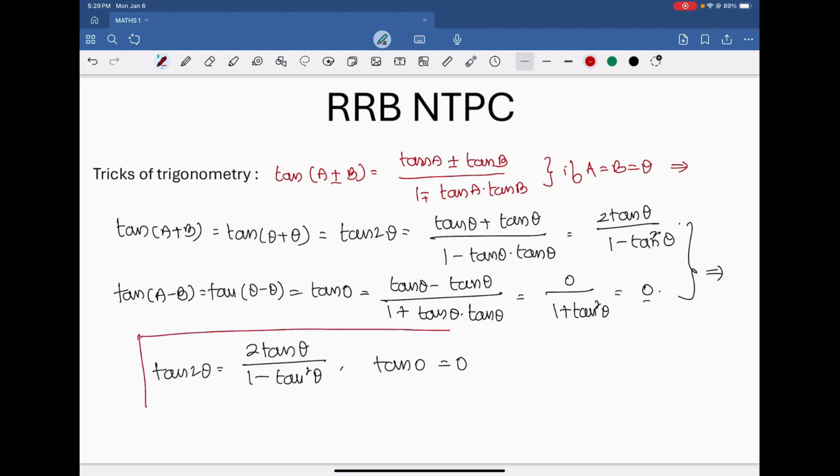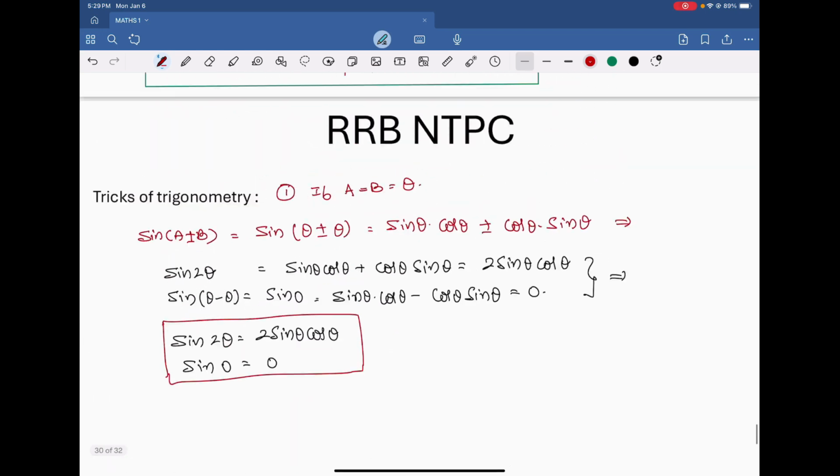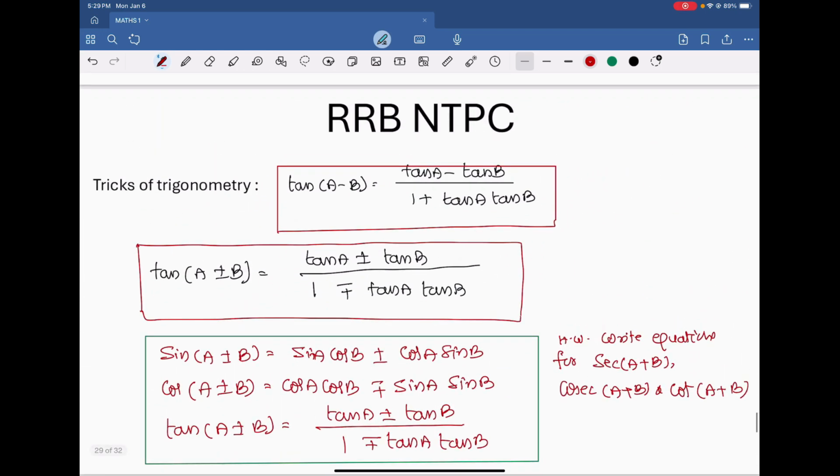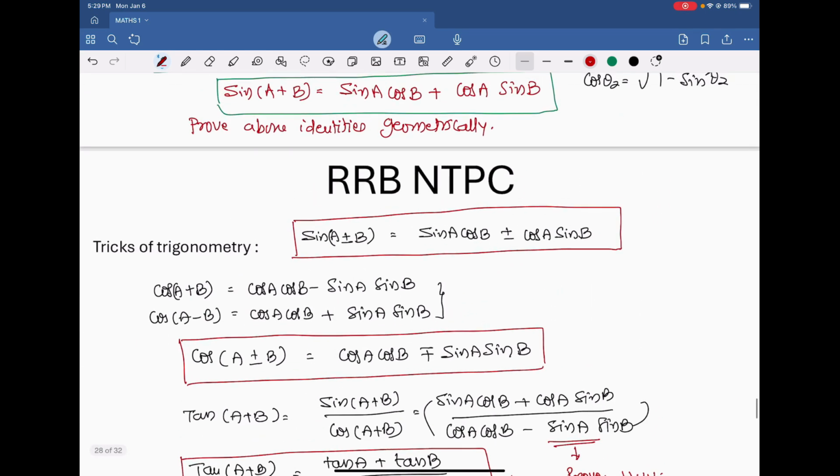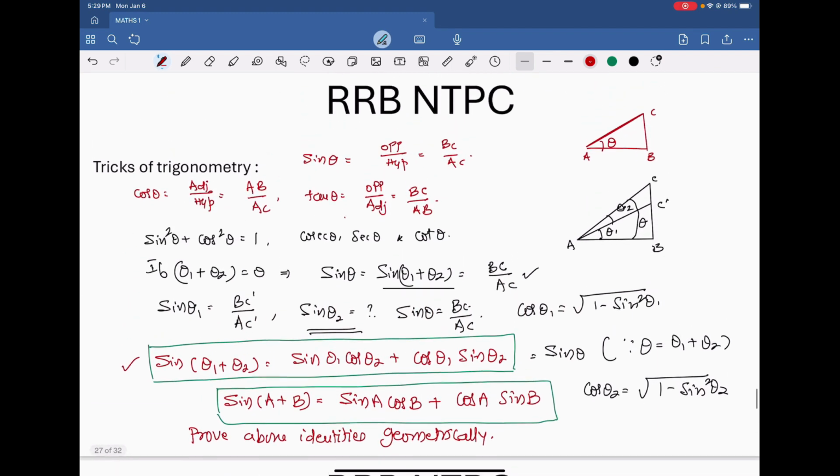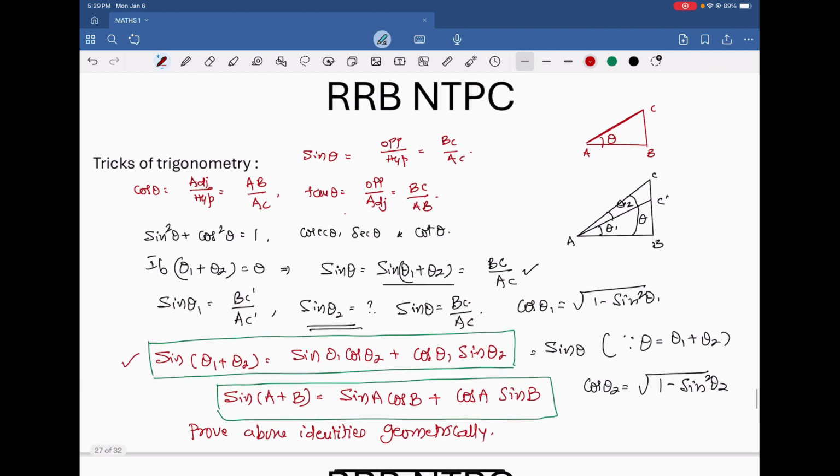This is also a very important equation which you may have to remember. From the beginning, let us see what we have done. These are all very important. Sin(theta 1 plus theta 2) is equal to sin theta 1 cos theta 2 plus cos theta 1 sin theta 2. Sin(A plus B) is equal to sin A cos B plus cos A sin B.